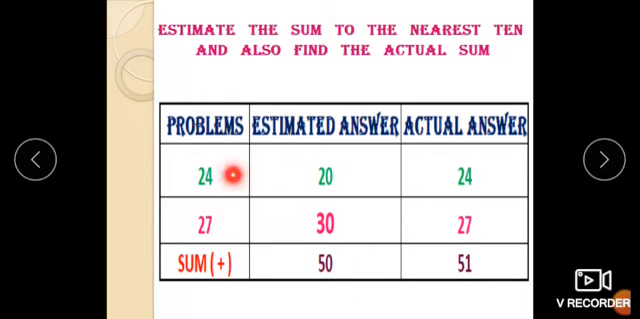Next we find the actual sum of 24 and 27. First we add the ones column, 4 plus 7, the answer is 11. So we write 1 and carry 1. Then 1 plus 2 plus 2, the answer is 51. For 24 and 27, the estimated answer is 50 and the actual value is 51. We'll move to the next slide.